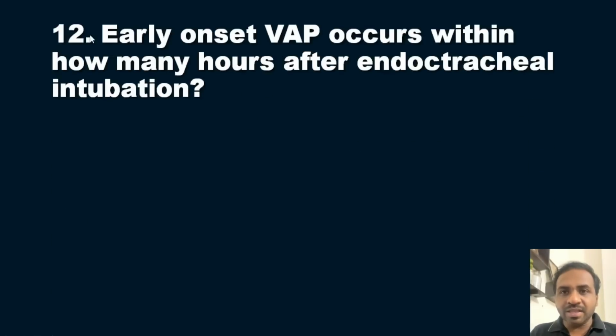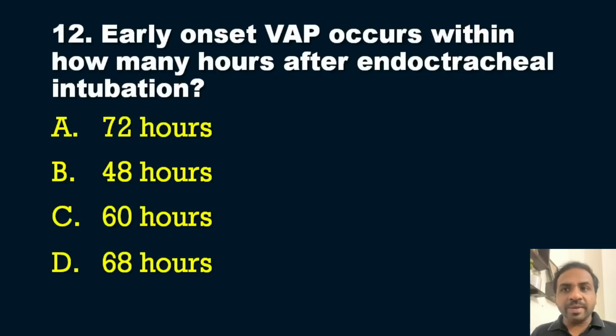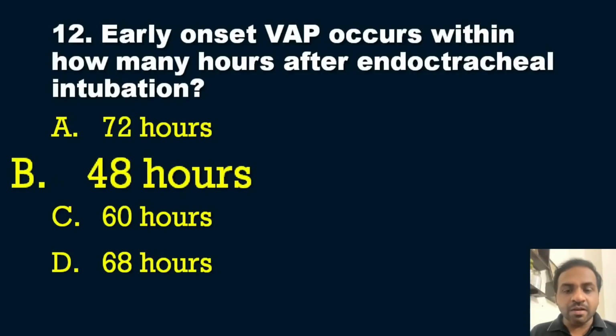Now you will be seeing the 12th question on the screen. The question is, early onset VAP, ventilator associated pneumonia, occurs within how many hours after endotracheal intubation? The options are option A, 72 hours, option B, 48 hours, option C, 60 hours, and option D, 68 hours. The answer for this question is option B, that is 48 hours.